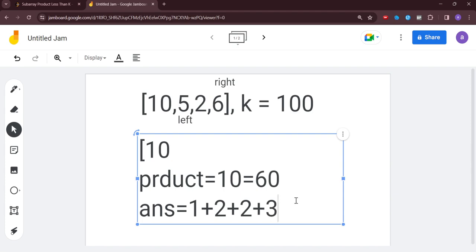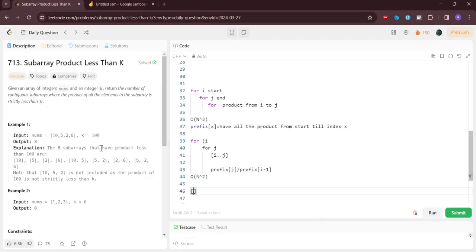So which is going to be 3, and then the total number of subarrays is going to be 1 plus 2, which is 3, and then 3 plus 2, which is 5, 5 plus 3, which is going to be 8. So this is going to be my answer. So that's how we are going to build the answer.